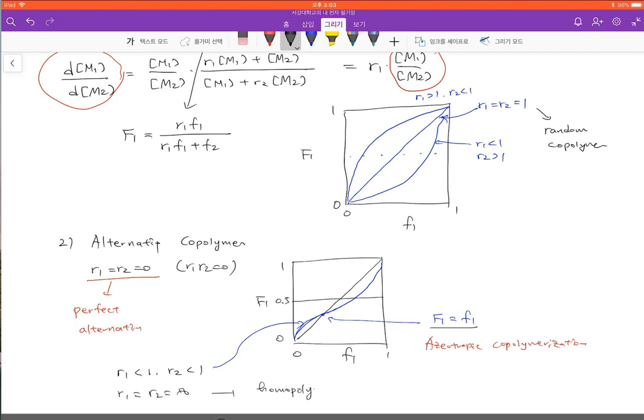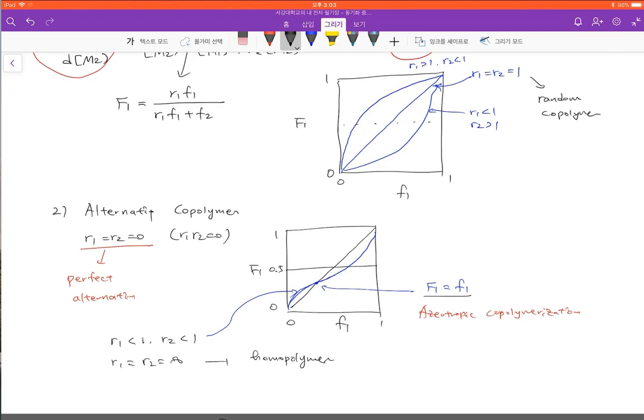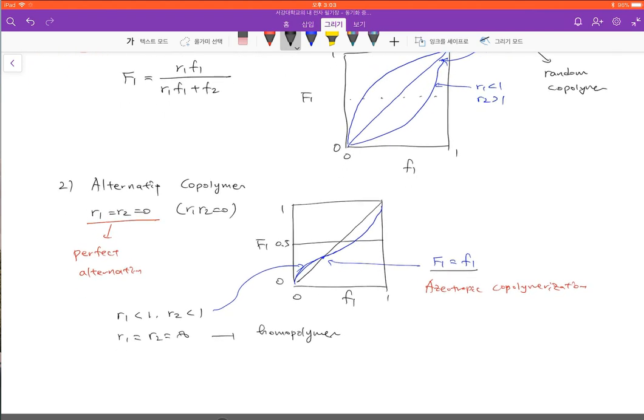In another case, if either R1 or R2 is equal to infinity, let's say both of them are infinity, we will have just homopolymer, because one of the monomers is much more preferred compared to the other monomer.